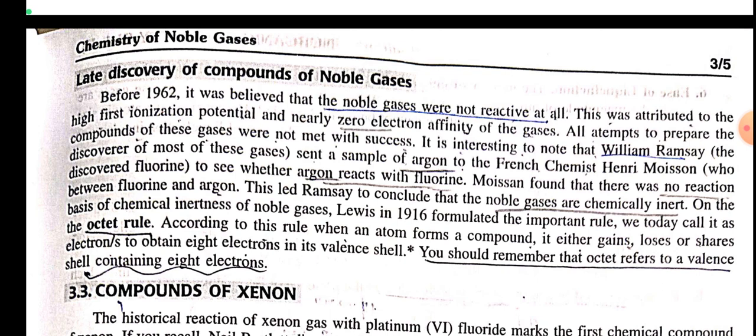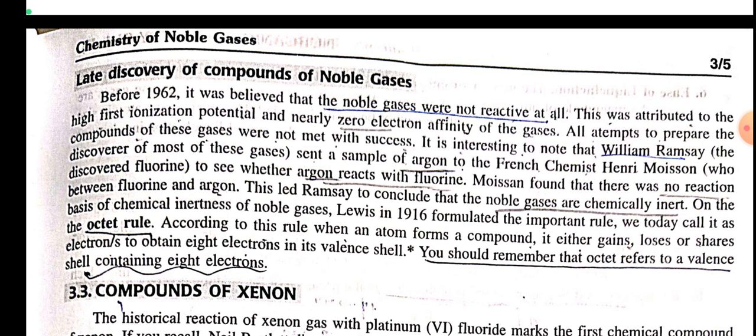Before 1962, it was believed that the noble gases were not reactive at all. This was attributed to the high first ionization potential and nearly zero electron affinity of these gases. All attempts to prepare compounds of these gases were unsuccessful. It is interesting to note that William Ramsay sent a sample of argon to a French chemist, Henri Moissan, to see whether argon reacts with fluorine. Moissan found that there was no reaction between fluorine and argon.